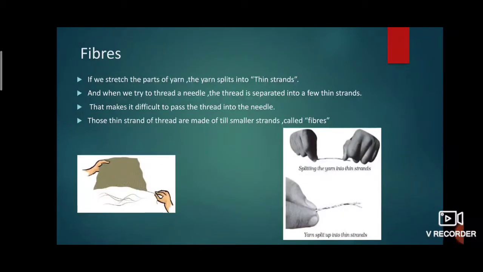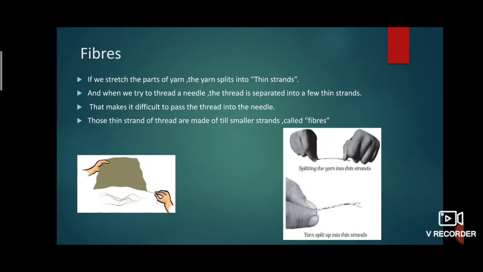The next topic is fiber. If you stretch the parts of yarn, the yarn splits into thin strands. Here there is an example. Select a piece of cotton fabric. Try to find a loose thread or yarn at one end of the edges and pull it out. If no loose yarn is visible, you can gently pull it out with a pin or a needle. Then thin strands occur in the yarn.